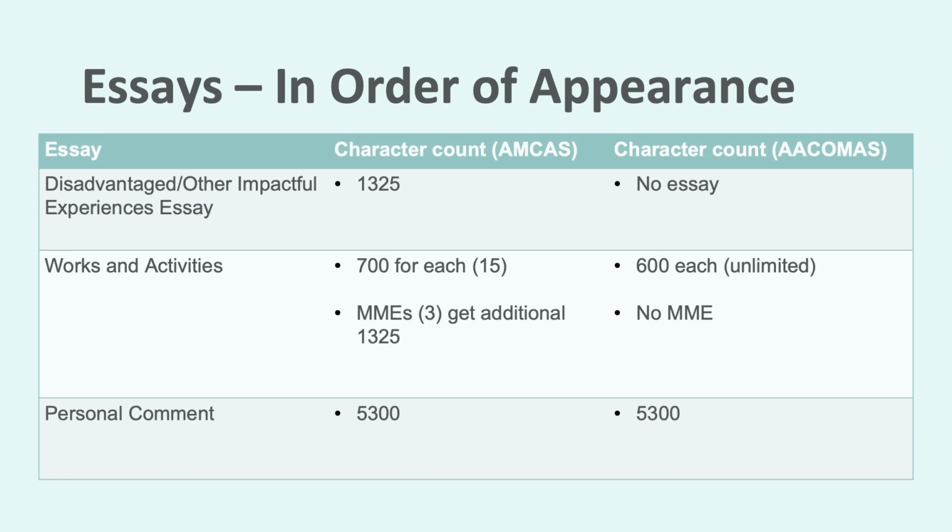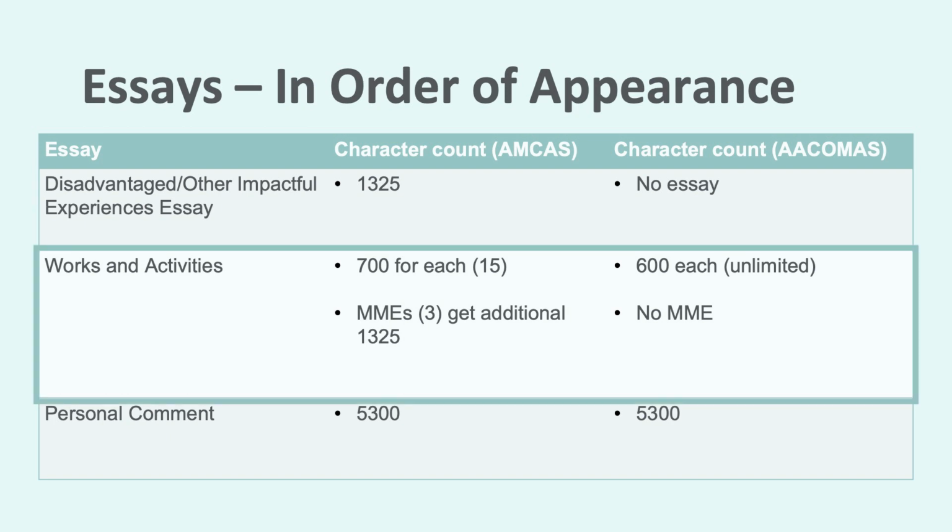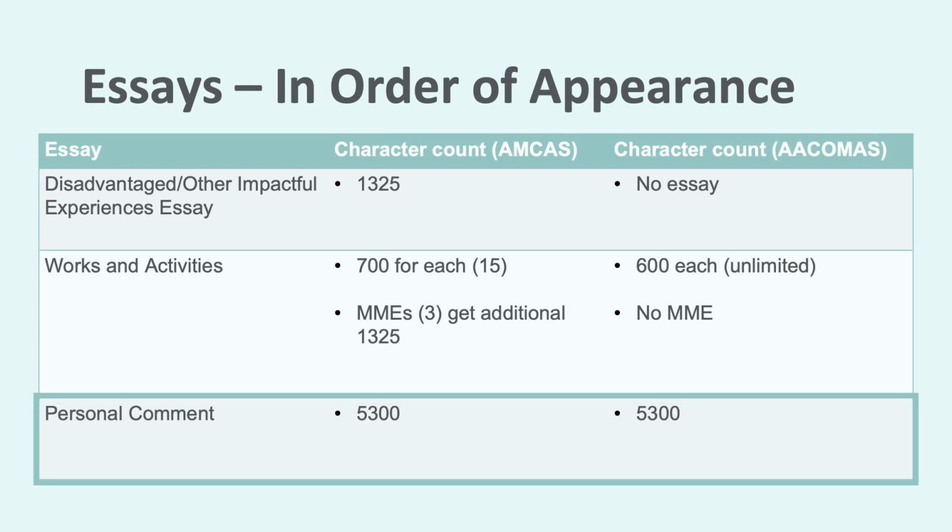For both AMCAS and AACOMAS, you get a section for works and activities essays. AMCAS gives you 700 characters for each slot with a maximum of 15 slots. You can designate 3 of these 15 slots to be most meaningful activities, which will give you an additional 1,325 characters. AACOMAS, on the other hand, gives you 600 characters for each slot, an unlimited number of slots, but no most meaningful activities. And then the personal comment gets 5,300 characters for both AMCAS and AACOMAS.